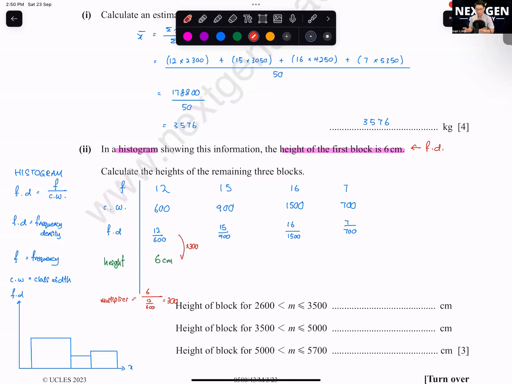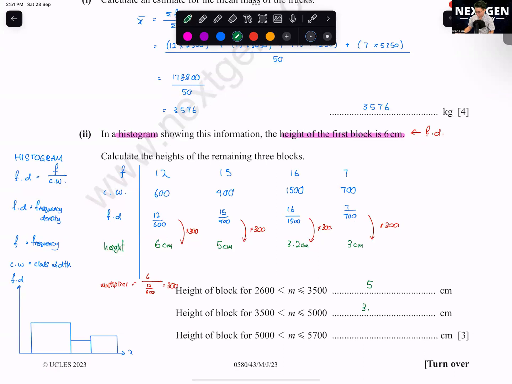So you take the height divided by the frequency density. So for all these values, you are also going to multiply by 300 to find the height. So 15 over 900 times 300, you get 5 cm. 16 over 1500 times 300, 3.2 cm. 7 over 700 times 300, 3 cm. So here will be 5, 3.2, and then you get 3 over here.